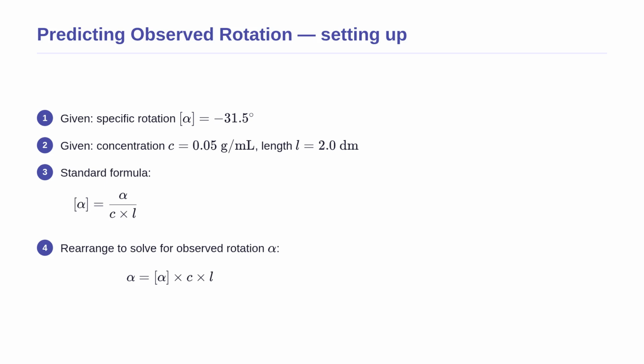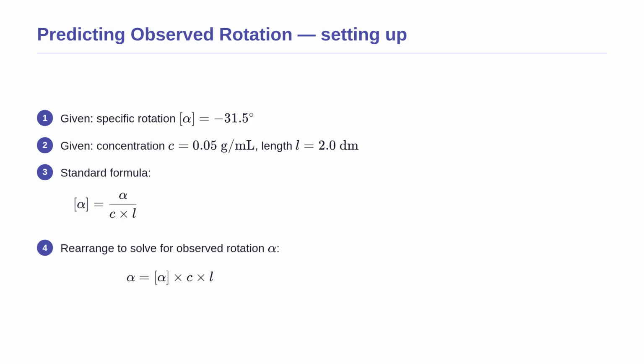Let us look at a different scenario. What if we already know the specific rotation and want to predict what the machine will read? The specific rotation of pure cholesterol is negative 31.5 degrees. A scientist prepares a solution with a concentration of 0.05 grams per milliliter in a tube that is 2.0 decimeters long. What is the observed rotation?